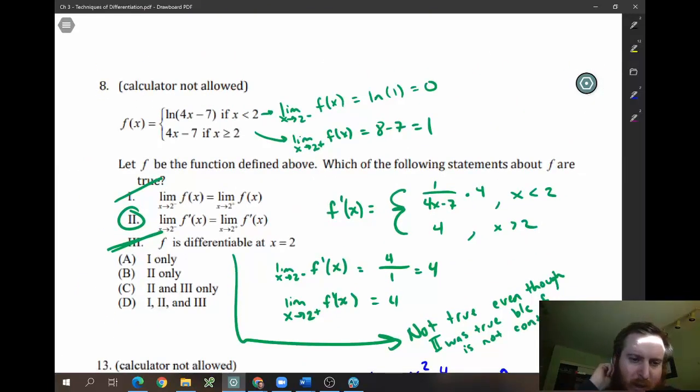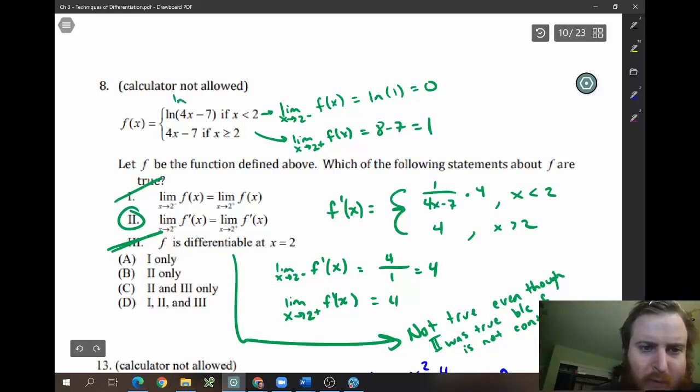Next, this one can be a little bit tricky, and that's because of part 3. So question 1 asks about the limit as x approaches 2 on the left and the right. We're going to plug those into the original. You can do how I wrote it, or what I would have done on a test is literally just plug those into the original. So ln of 1, that's 0. Then 4 times 2 is 8. 8 minus 7 is 1. 0 and 1 are not equal, so a is not true.